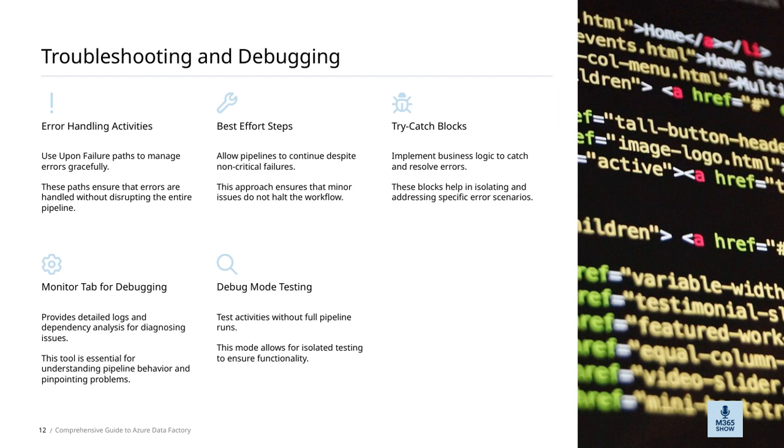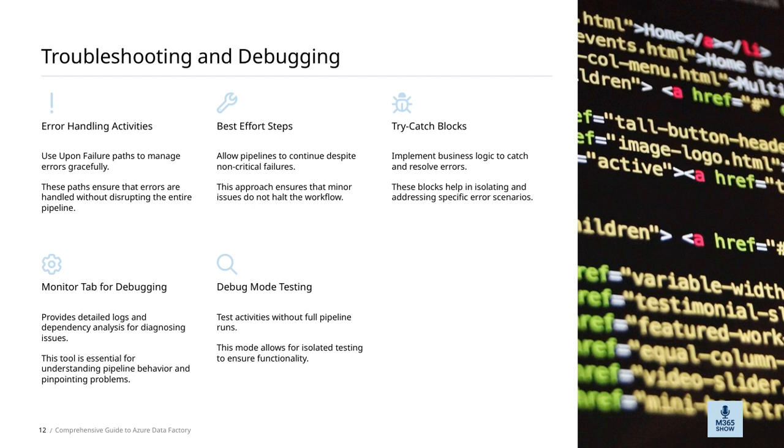Implementing business logic, such as try-catch blocks, is essential for catching and resolving errors gracefully. These blocks let you isolate specific error scenarios so you can handle them without disrupting the entire pipeline. It's about making your workflows more resilient. Additionally, you can allow pipelines to continue despite non-critical failures, what we often call best effort steps. This approach ensures that minor issues don't stop your entire process. Instead, your pipeline can skip over non-critical failures and continue executing.